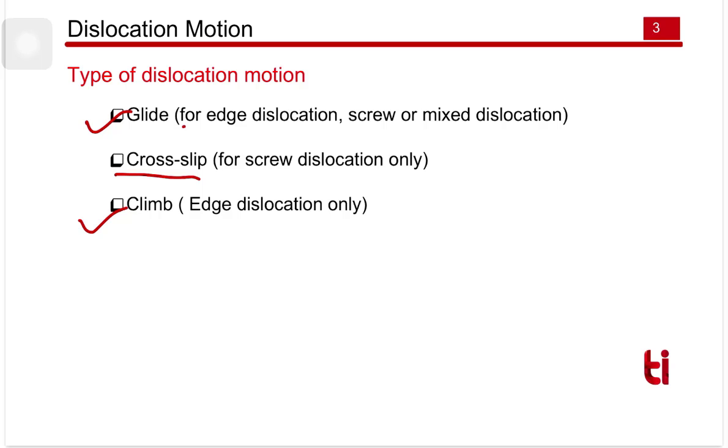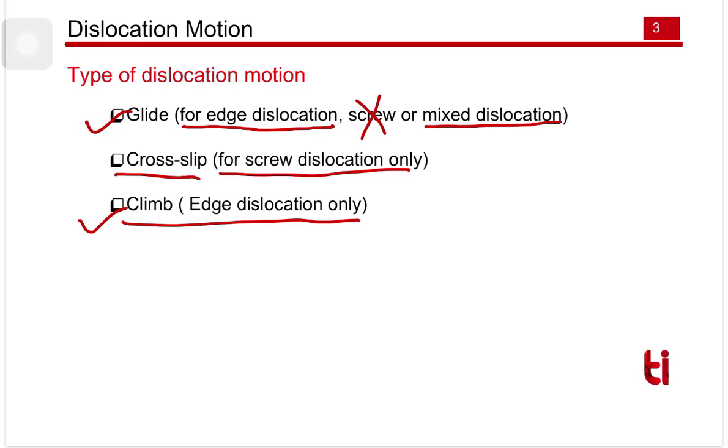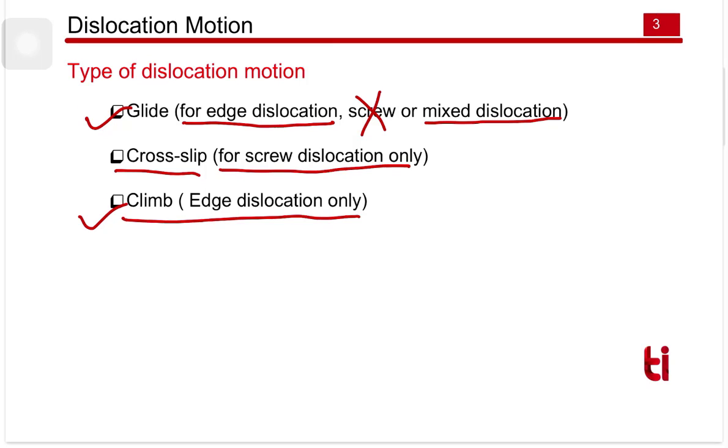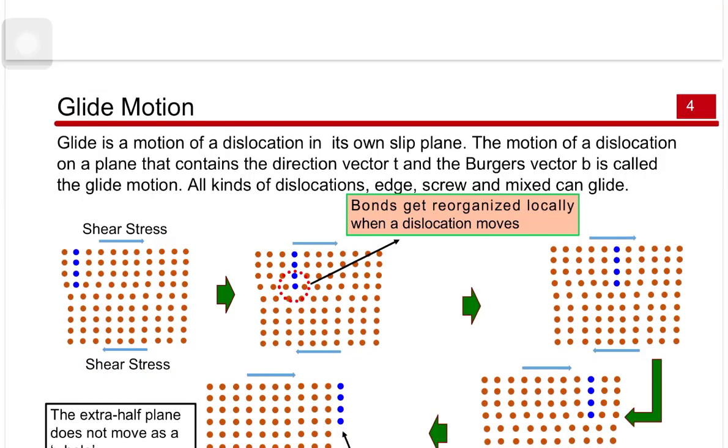Glide occurs for pure edge dislocation and mixed dislocation. It's wrong here, not in screw dislocation. Cross slip is for screw dislocations only, and climb is for edge dislocation only. Now we will take these motions one by one.